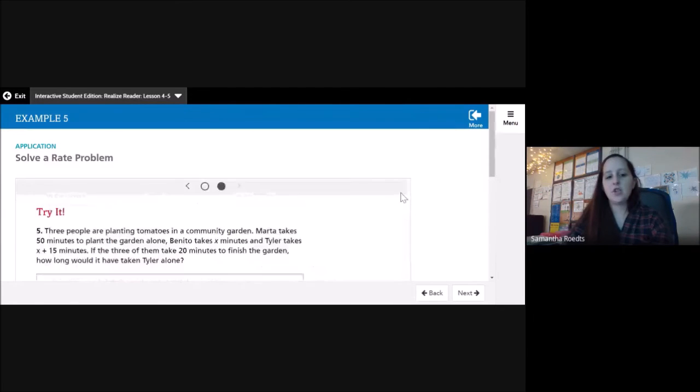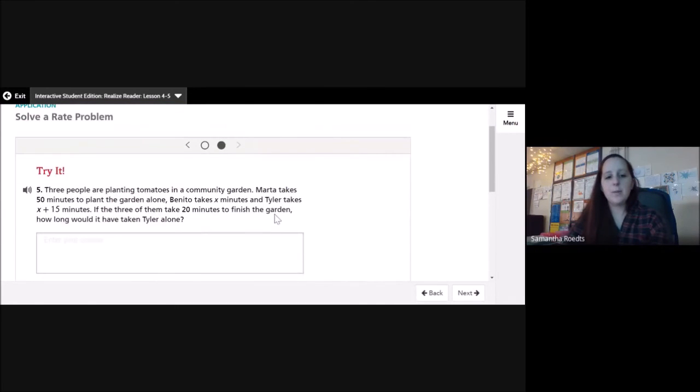All right, so let's go ahead and try it out. 3 people are planting tomatoes in a community garden. Marta takes 50 minutes to plant the garden alone. Benito takes X minutes, and Tyler takes X plus 15 minutes. If the 3 of them take 20 minutes to finish the garden together, how long would it have taken Tyler to do it alone? So this is very similar to the problem we did in example 2.